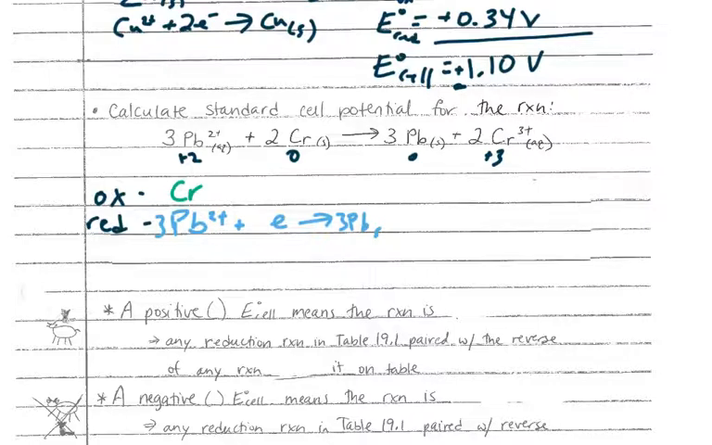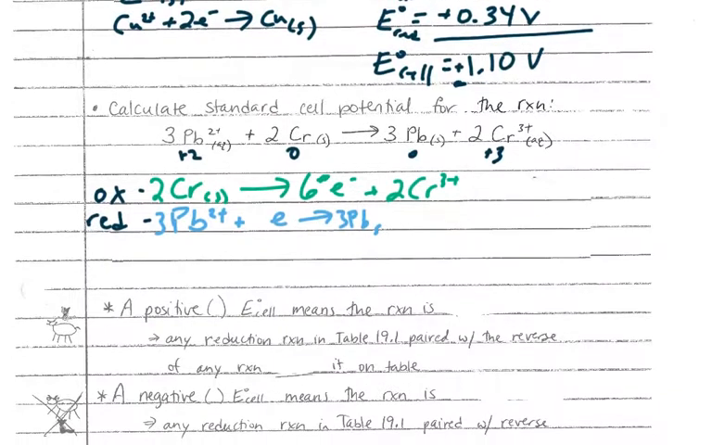And chromium, we've got 2 chromiums and it's losing electrons to become 2 chromium ions. Okay, and it goes from 0 to 3, so each one's losing 3, and there's 2 of them, so that's 6 electrons. And the lead is gaining 6 electrons.